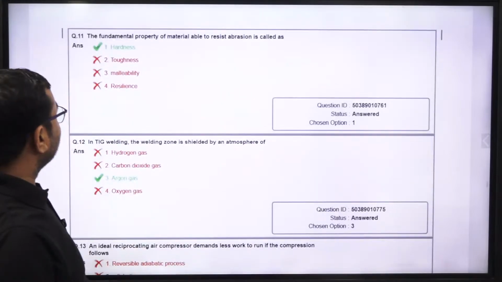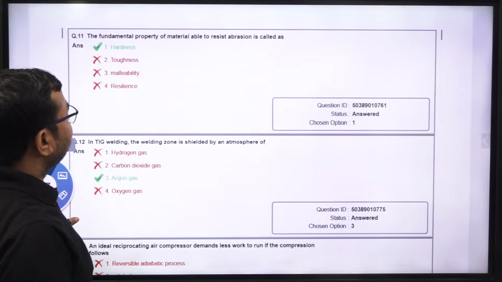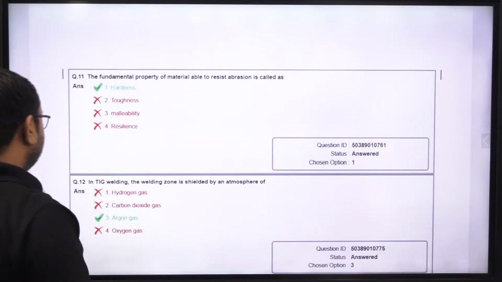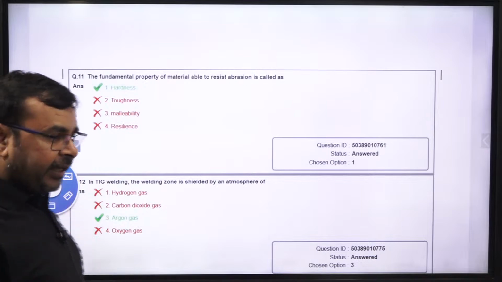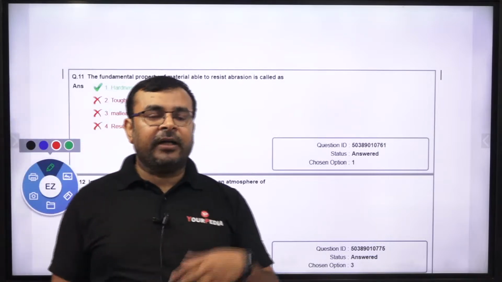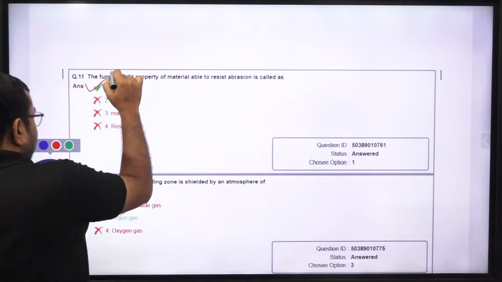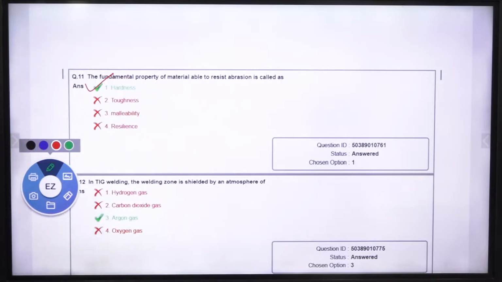Okay, so what about this question? The fundamental property of a material able to resist abrasion is called as, obviously the resistance against abrasion or scratch or indentation, this is called hardness. So the correct answer is option 1.